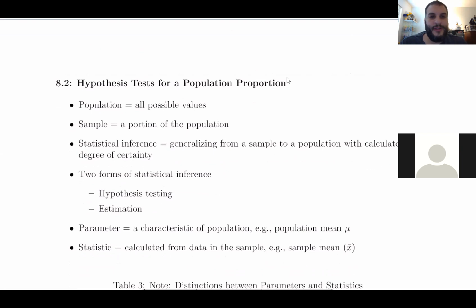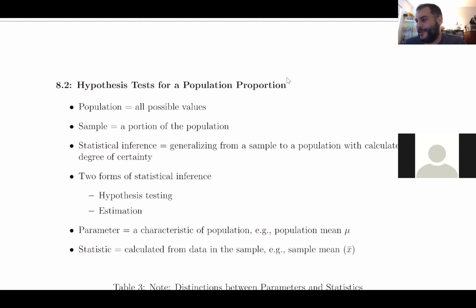Once we come up with the null and alternative hypothesis, we're going to test the null hypothesis to see if we should reject or fail to reject it. Once we figure that out, we're going to come up with a conclusion. So this is what we're going to work on for 8.2, and we're going to be working on proportional data sets. So let's get started.